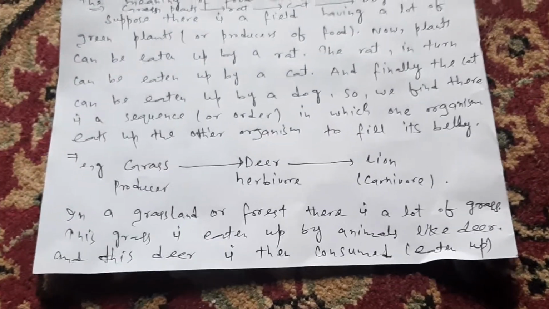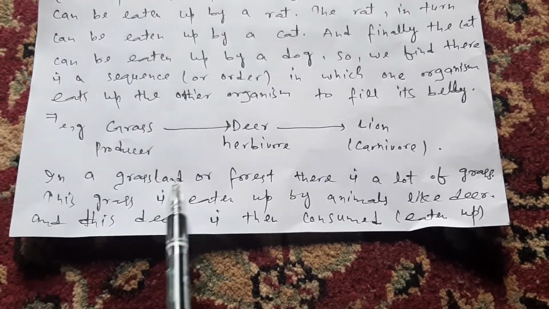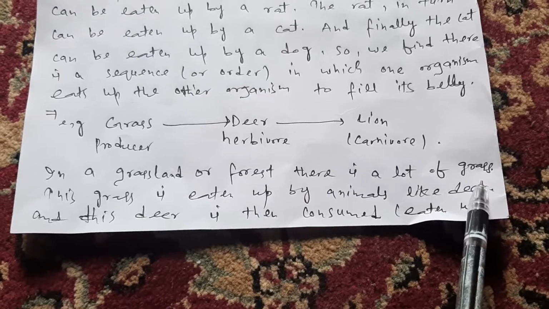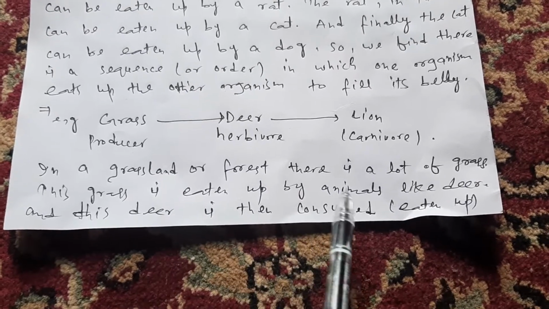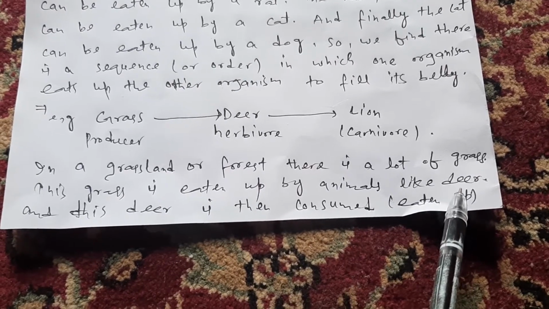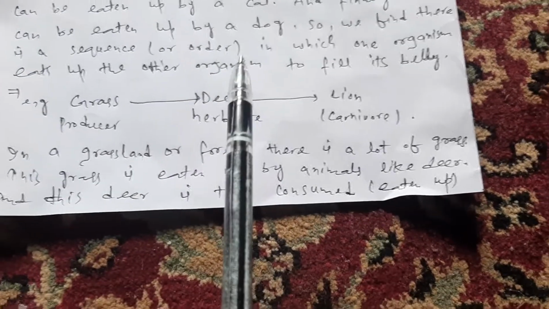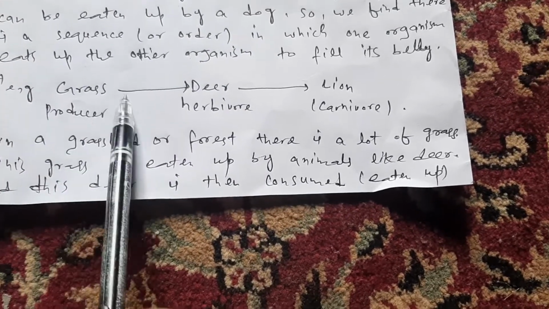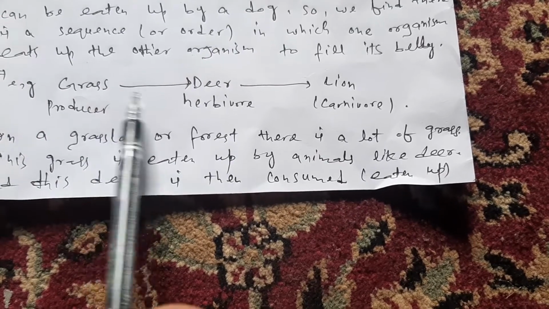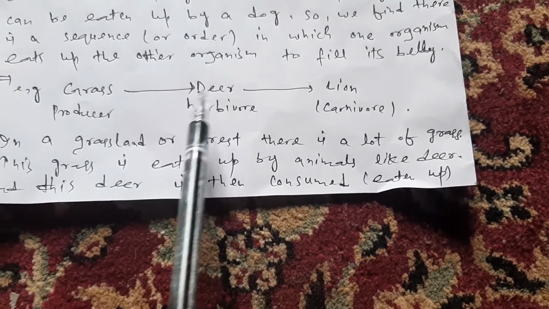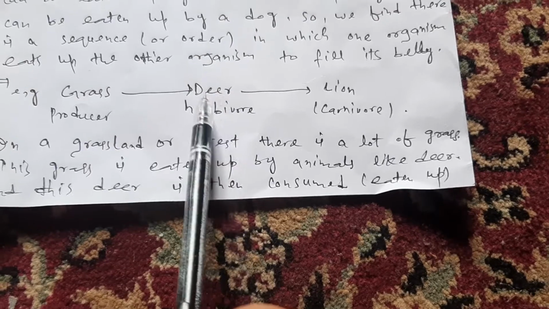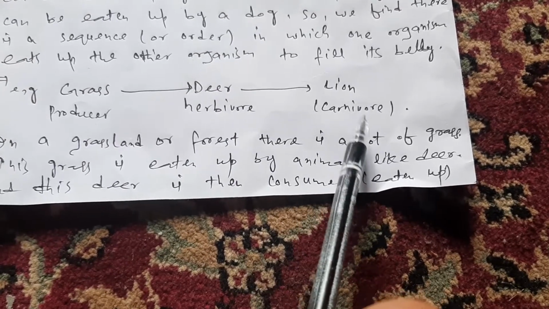Another example: in a grassland or a forest, there is a lot of grass. This grass is eaten up by animals like deer, and this deer is then consumed or eaten up by a lion. Grass is a producer, eaten up by deer. Deer is a herbivore. This deer is eaten by a lion. Lion is a carnivore.